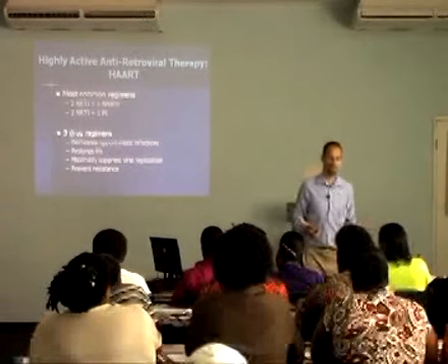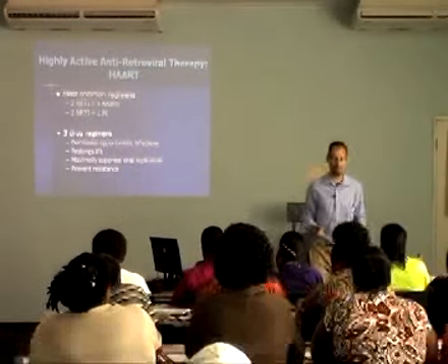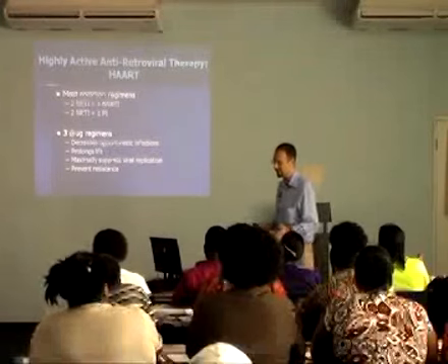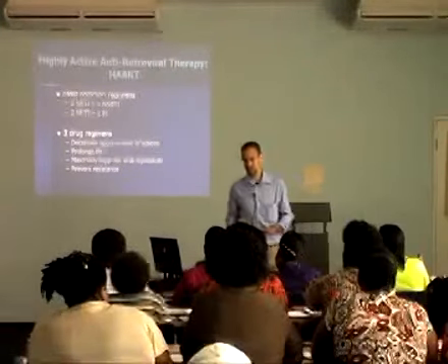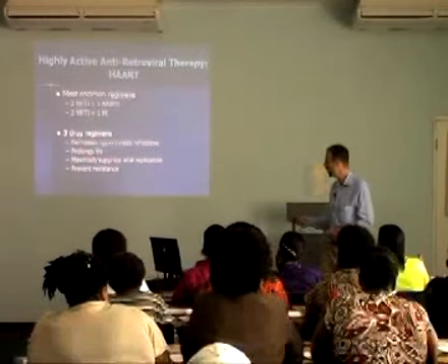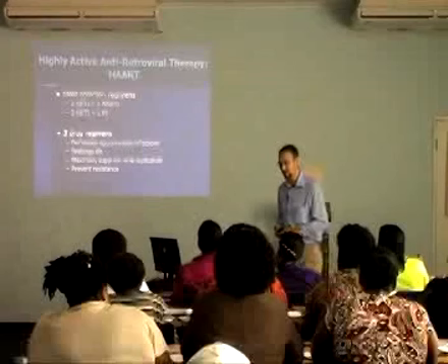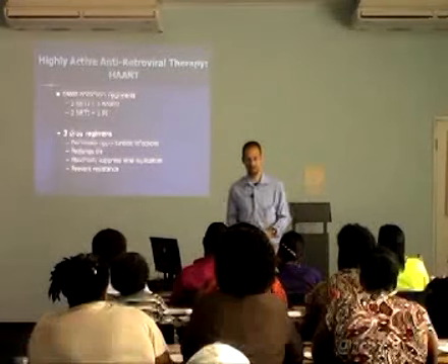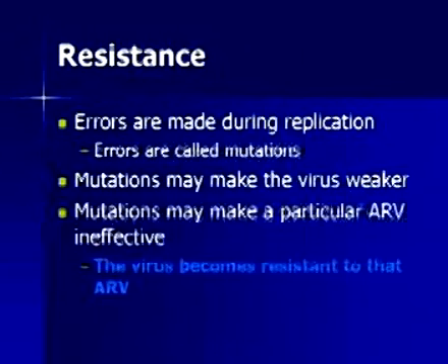So why do we use 3 drugs? Well, I'm going to show you examples of why we use 3 drugs in a few slides. But because it's been proven, 3 drugs decrease opportunistic infections, it prolongs life, it maximally suppresses viral replication, and it prevents resistance. So what is resistance? What do we mean by resistance? I'm going to demonstrate this for you in a few slides, but it's simply resistance is because errors are made when the virus is making more of itself.